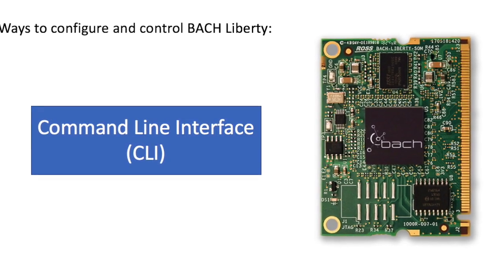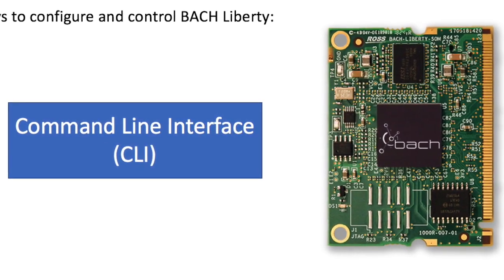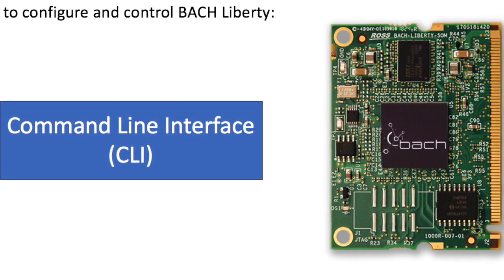The third way to establish control of BACH Liberty is by sending CLI commands via telnet session. Using PuTTY or another tool, establish a telnet session to 192.168.0.100. The user is root and the password is also root. At the prompt, type ? to see the available commands.